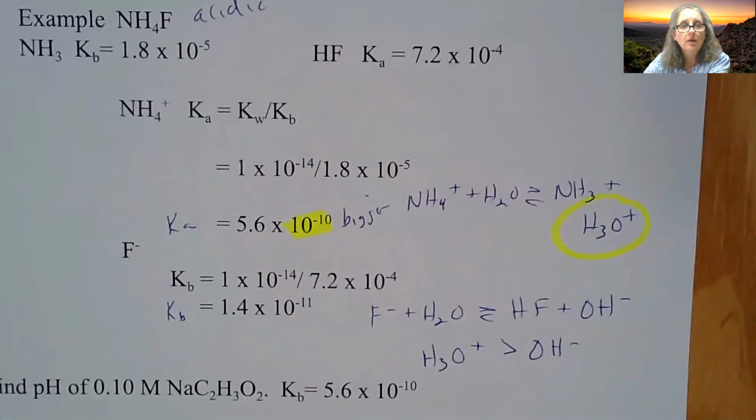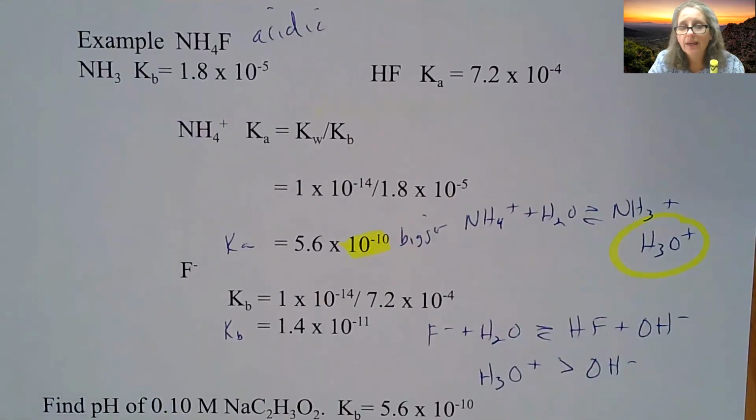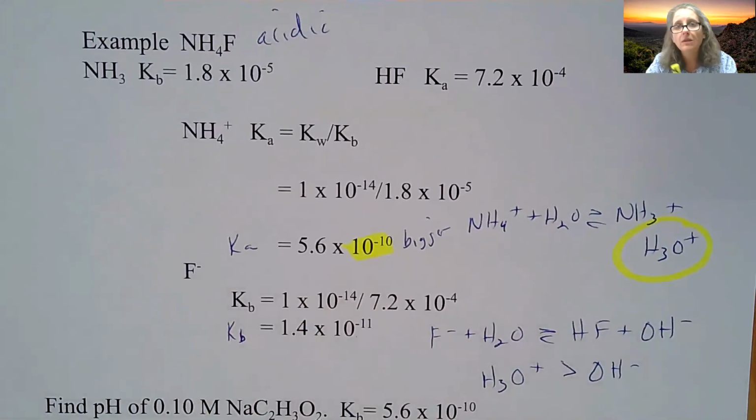So the trickiest ones are the ones that are coming from weak components, and you're going to have to compare the Ka and Kb value to figure out who is bigger. Now, if they happen to be exactly the same, then you would say the pH is 7, that it is neutral.